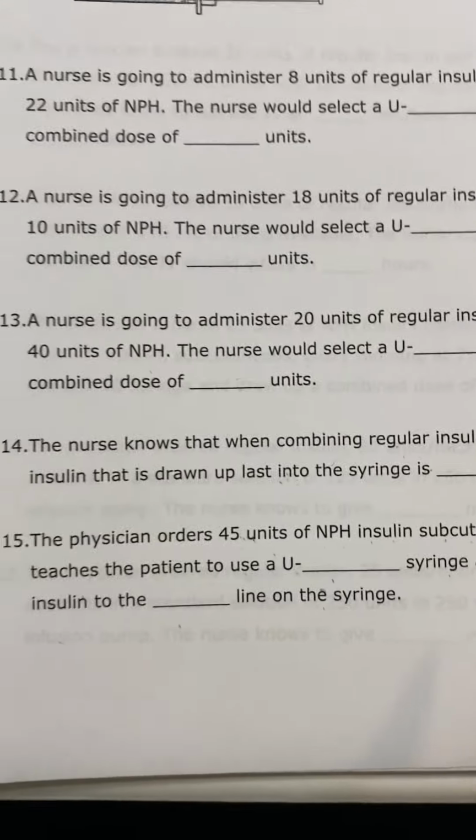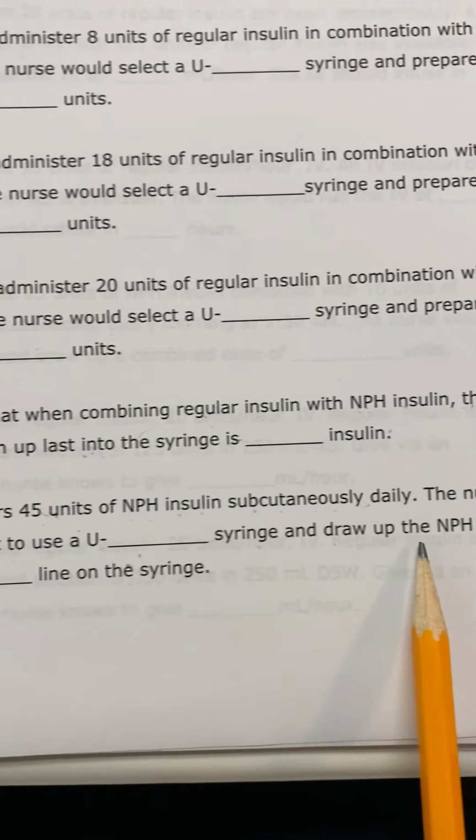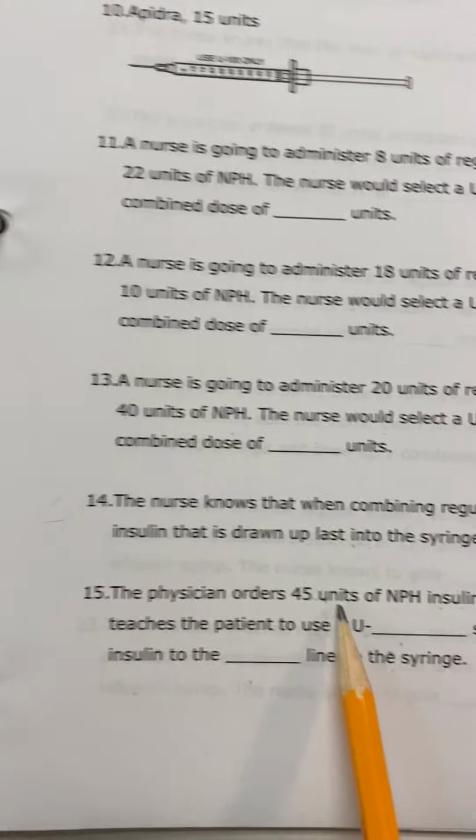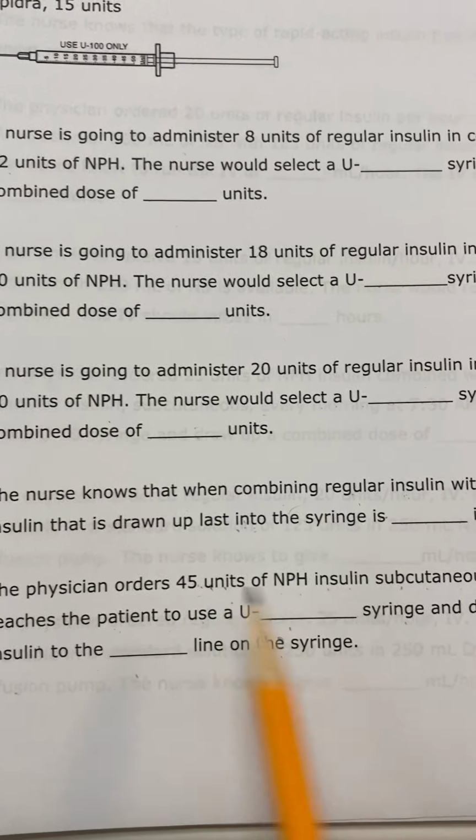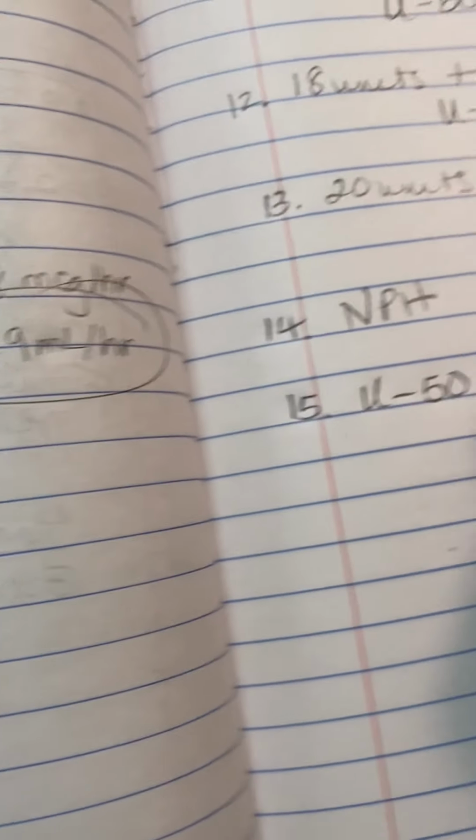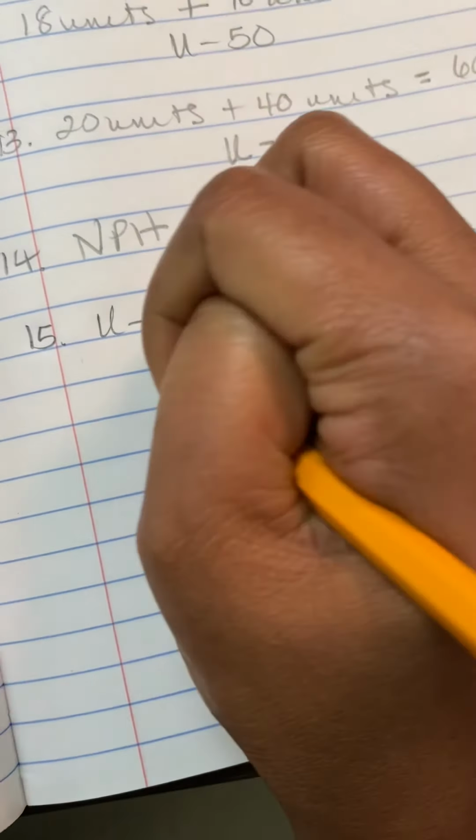And if you are trying to figure out, well, how far do I take the syringe? You're going to draw it up 45 units. And that is your answer. Okay? You're going to draw up the 45 units and put it into the U50 syringe. So far, so good. I told you it wasn't bad at all. Okay, just turn the page.